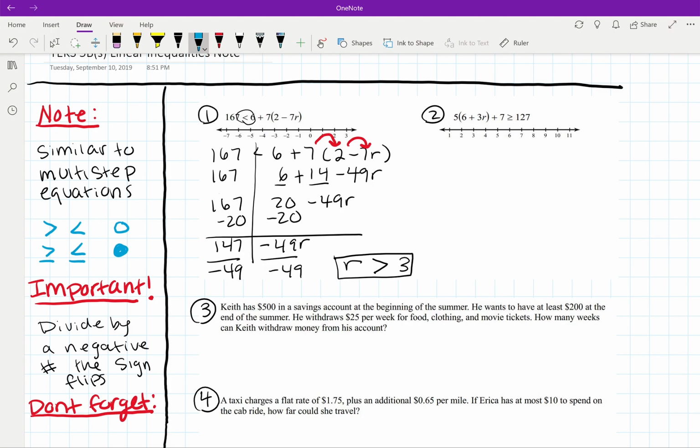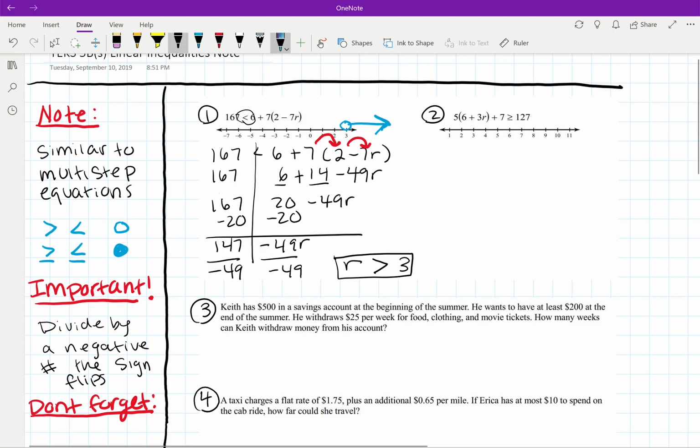So I'm going to find 3, which is right here, and I have an open dot. And since this says r is greater than, this is going to point to all the numbers that are greater than 3. So this direction. Okay, good. Let's look at number 2.